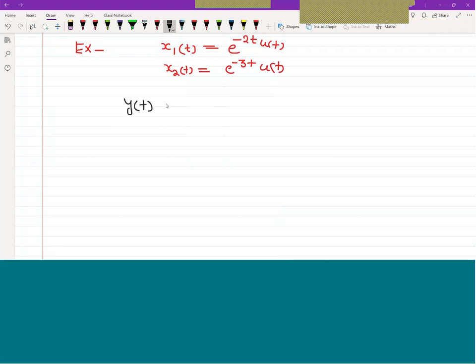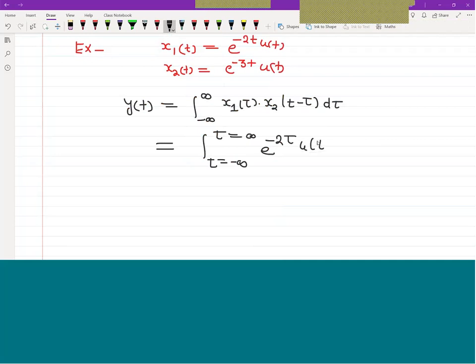y(t) is equivalent to the integration from minus infinity to infinity of x1(tau) into x2(t minus tau) into d tau. Or what I can say, this is tau equal to minus infinity to tau equal to infinity. This is e to the power minus 2 tau into u(tau) into e to the power minus 3 times (t minus tau) into u(t minus tau) into d tau. Just basic integral.